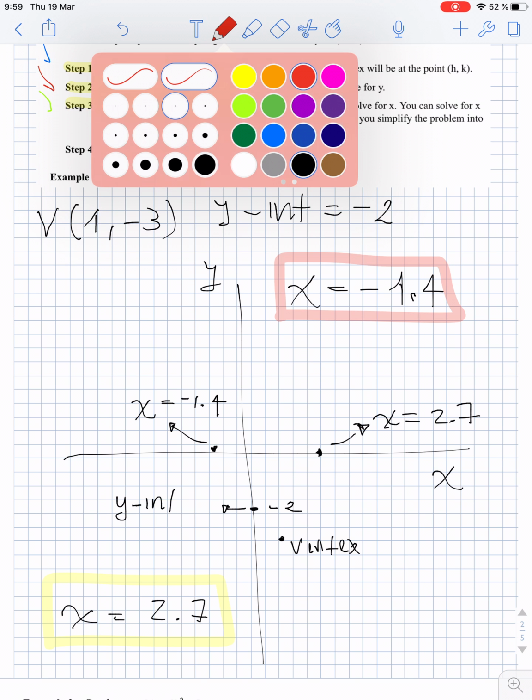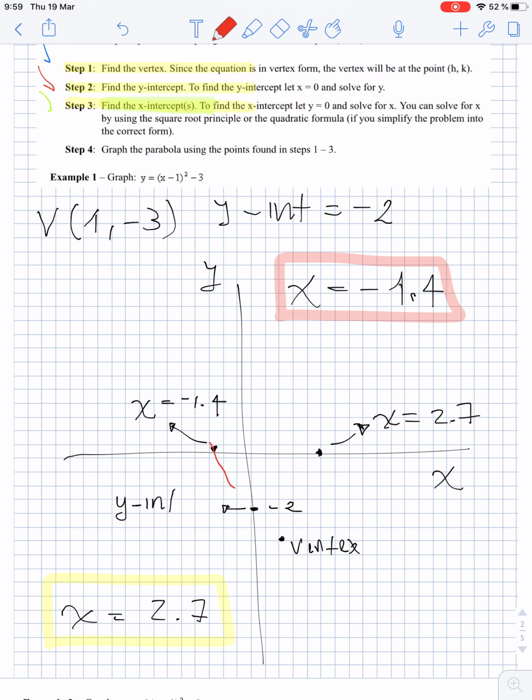And finally, we are gonna join the points. After joining the points, we are gonna see a quadratic equation. And that is the way we can graph a quadratic equation using the vertex.